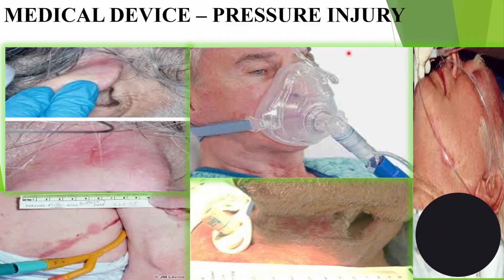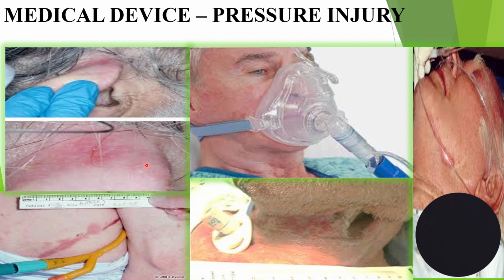And then some injuries may happen due to medical devices. We are using catheters, tracheostomy tubes, nasal cannulas, facial masks, and NGT. All those medical devices which we use to improve the health of the patient can themselves lead to pressure injury, which is called medical device-related pressure injury.